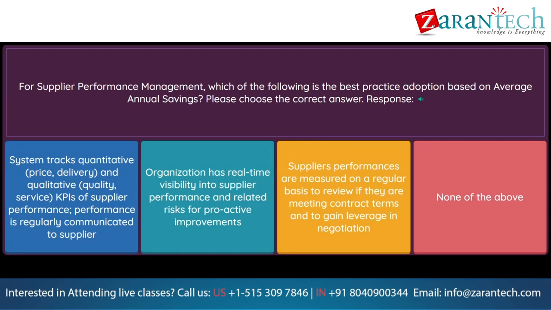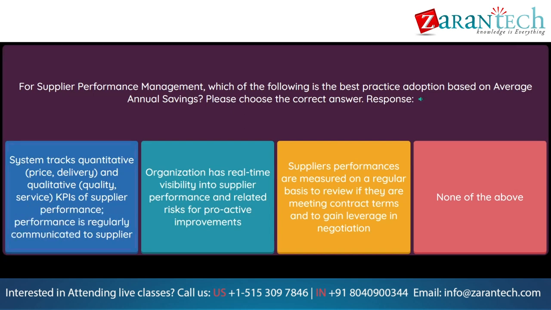Question: For supplier performance management, which of the following is the best practice adoption based on average annual savings? Please choose the correct answer. Response: Option 1. System tracks quantitative (price, delivery) and qualitative (quality, service) KPIs of supplier performance. Performance is regularly communicated to supplier. Option 2. Organization has real-time visibility into supplier performance and related risks for proactive improvements. Option 3. Suppliers' performances are measured on a regular basis to review if they are meeting contract terms and to gain leverage in negotiation. Option 4. None of the above.